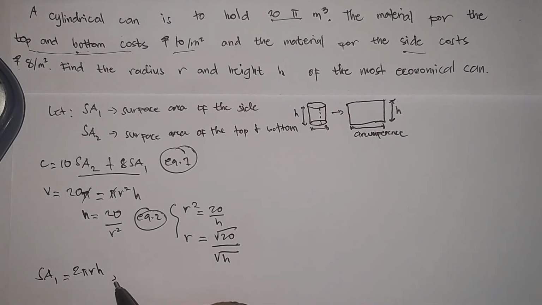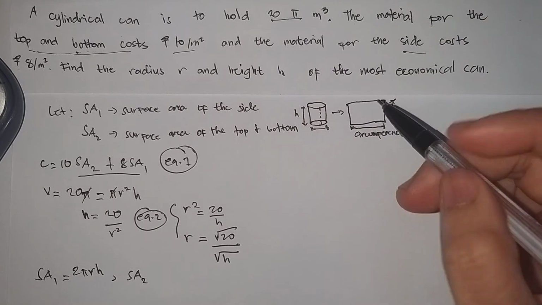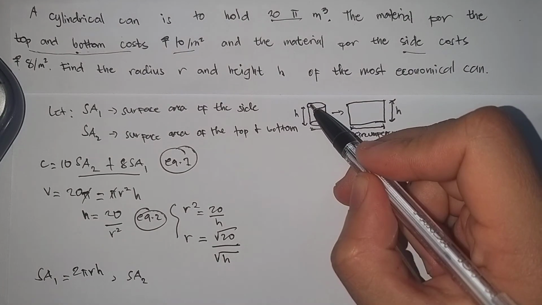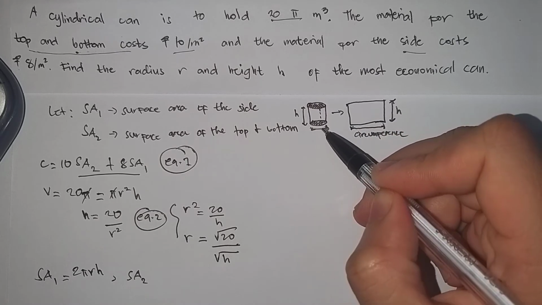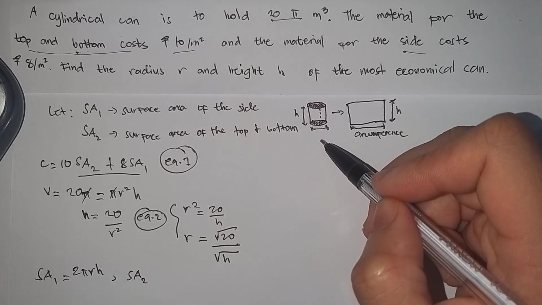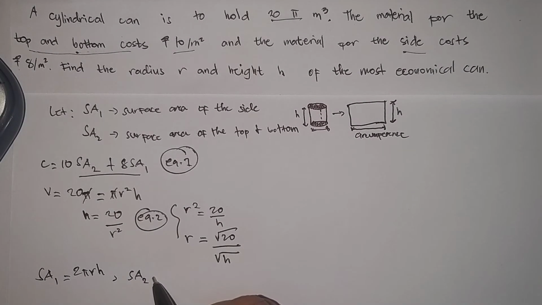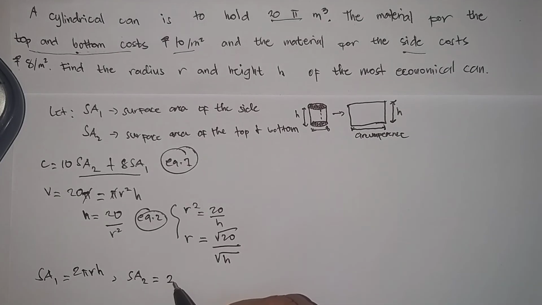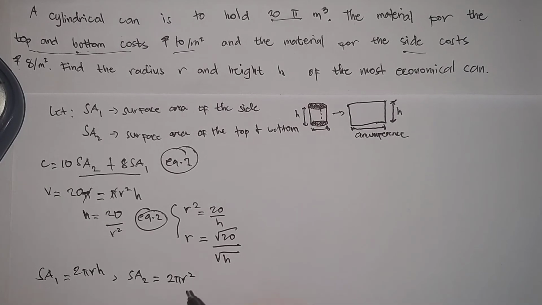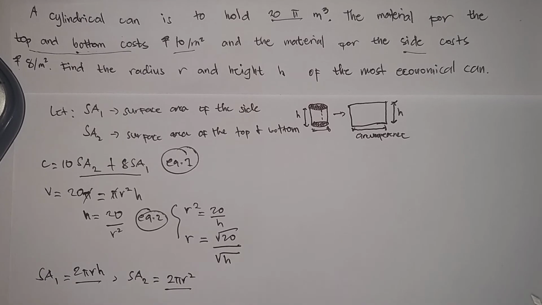Okay, and next we will derive the equation for SA2. That is just this section, right? The top and the bottom, and that is the area of a circle. So that will be 2, because we have 2 circles, top and bottom, times pi r squared. It's just this 2, right?